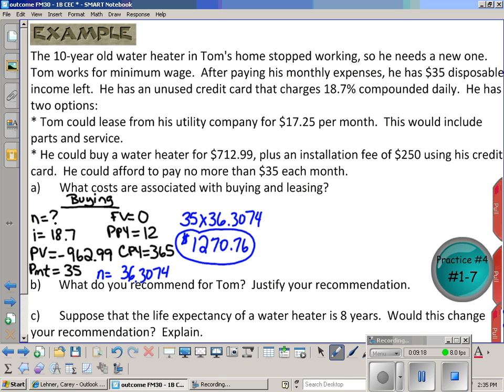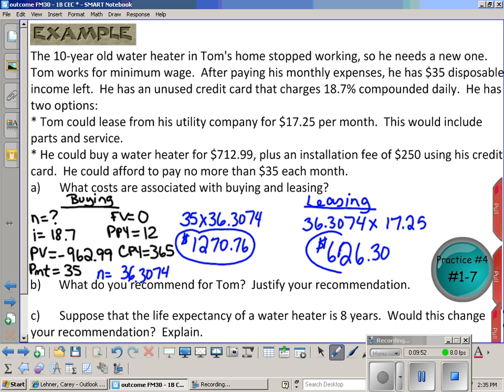Now let's check the cost of leasing. So that we can compare these two, let's consider him leasing as long as it would take for him to pay off the credit card. So it was 36.3074 payments, but leasing is only at $17.25 per month. So it will cost him $626.30 to lease. So basically half the price to lease.